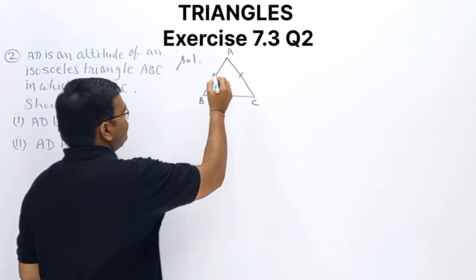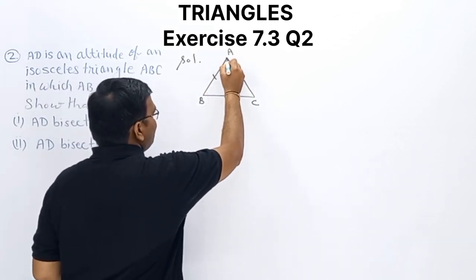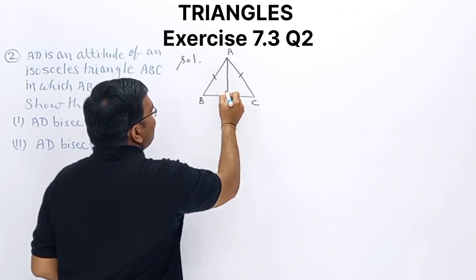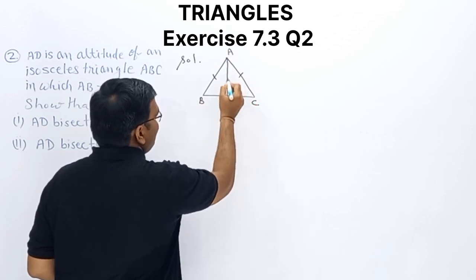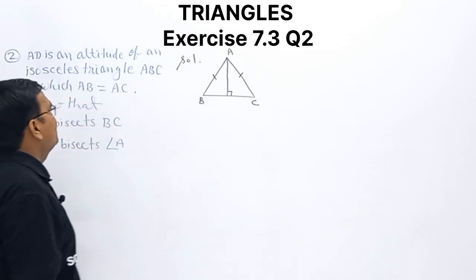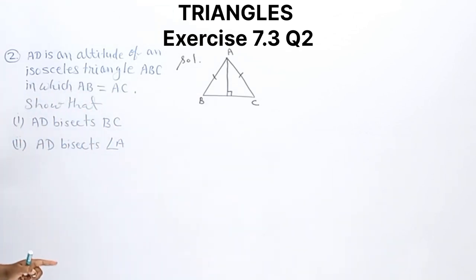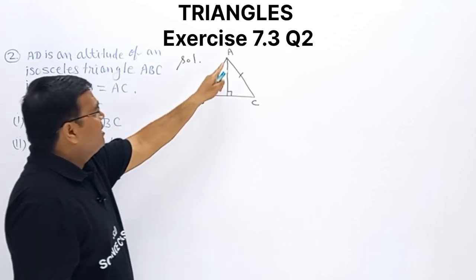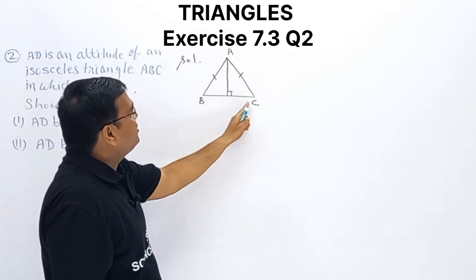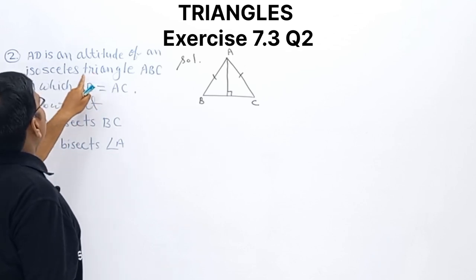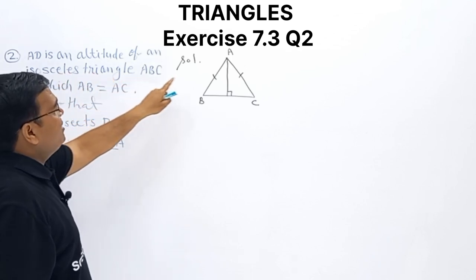It means AD is height on BC. AD is perpendicular on BC. It is the altitude. It means this will be 90 degree. Clear? So observe again. Question saying AD is an altitude. AD is altitude on BC. Clear? Of an isosceles triangle ABC.